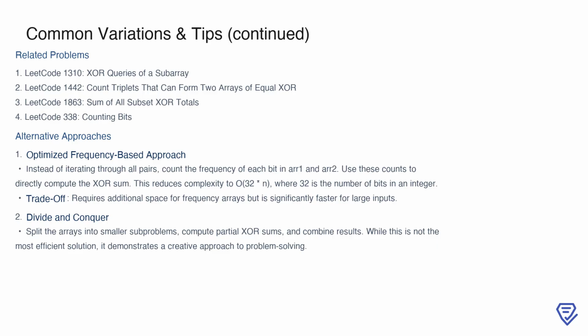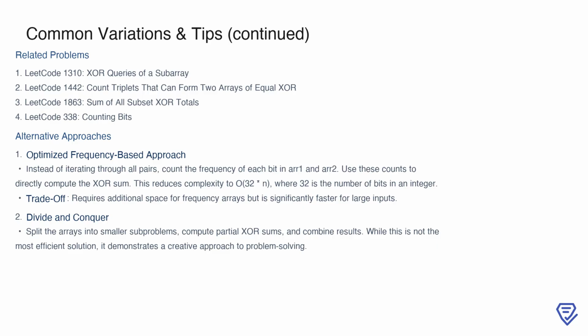As for alternative approaches, one efficient method is the optimized frequency-based approach. Instead of iterating through all pairs, you can count the frequency of each bit in ARR1 and ARR2. Using these counts, you can directly compute the XOR sum without explicitly iterating through every pair. This reduces the complexity to O(32*n), where 32 is the number of bits in an integer. While this approach does require additional space for storing frequency arrays, it is significantly faster for large inputs.